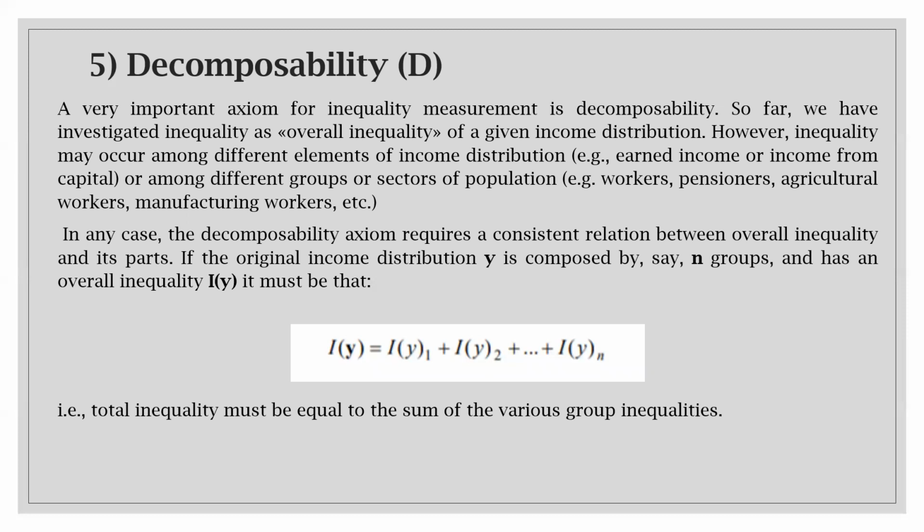Because their income is different, we have a different function for each of these sectors or individual groups. So the decomposability axiom requires a consistent relation between overall inequality and its parts. If the original income distribution Y is composed of N groups and has an overall inequality I of y, then we define it like that. That means we divide it into different parts, with a different function for each part. So the original I(y) equals I(y1) plus I(y2) plus up to I(yn). We have a different income inequality function for each sector and group, so the total inequality must equal the sum of the various groups' inequality.